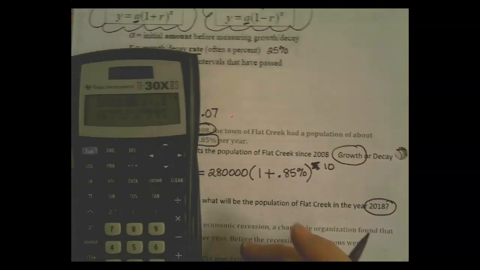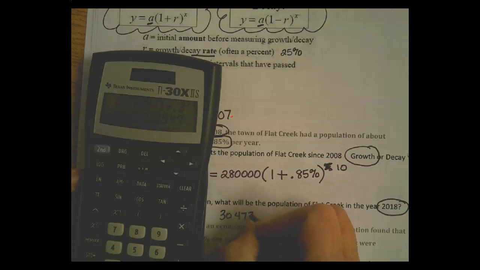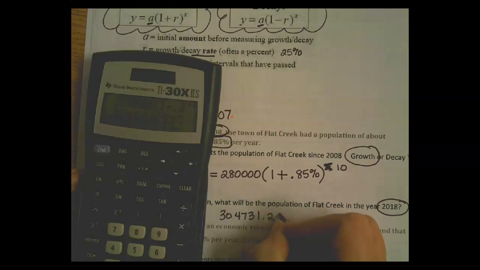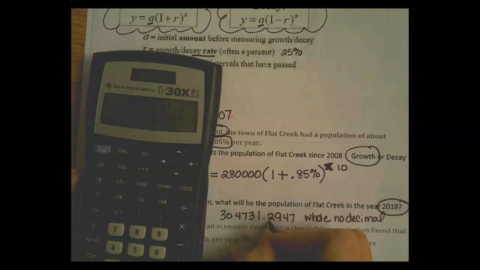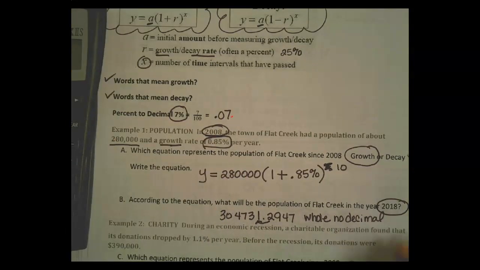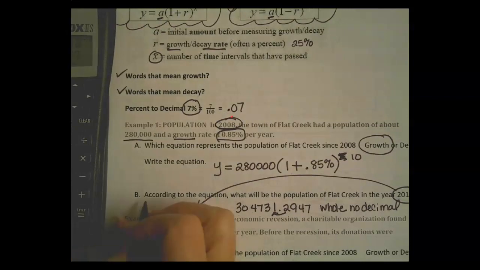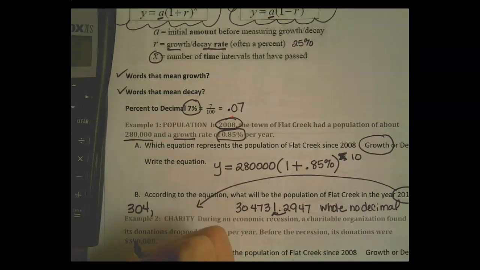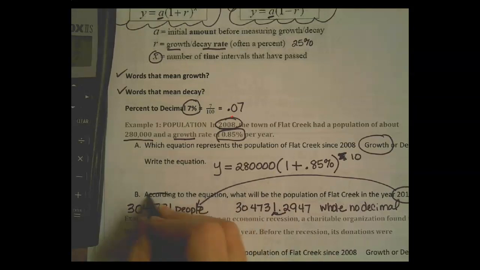So we are talking about people, so I'm going to round this to the whole number. I'm going to write what my calculator says. And then if I need this to be whole, that means no decimal. So this 2 tells my 1 to stay the same. So my answer is, gosh, I ran out of room. I should have moved over. I'm going to move it over here. I'm so sorry, that looks awful. 304,731 people. So that is showing that growth.